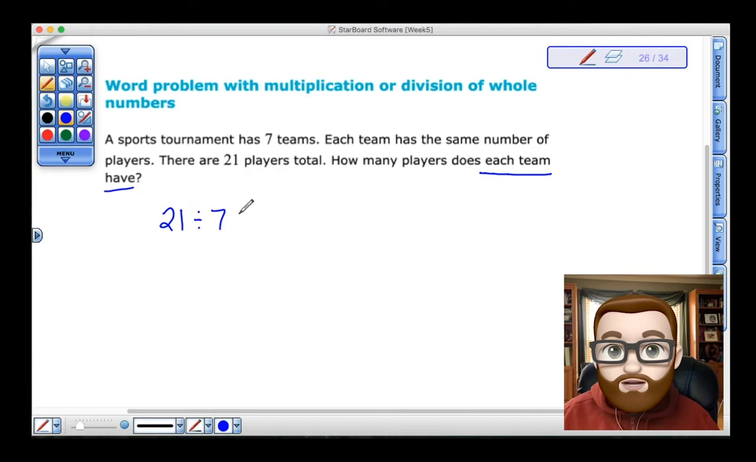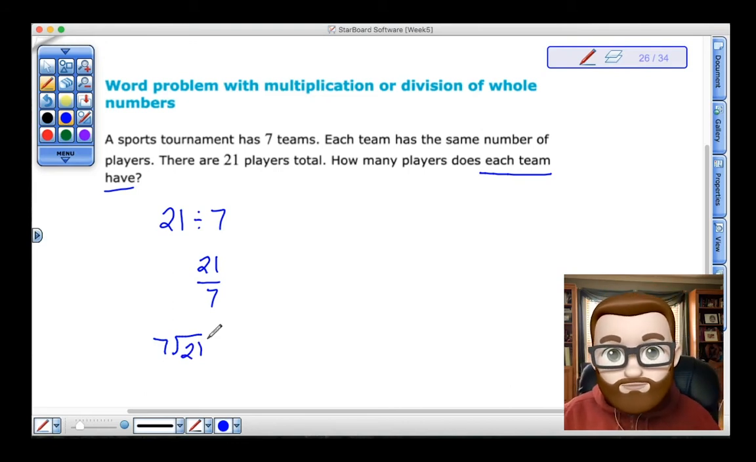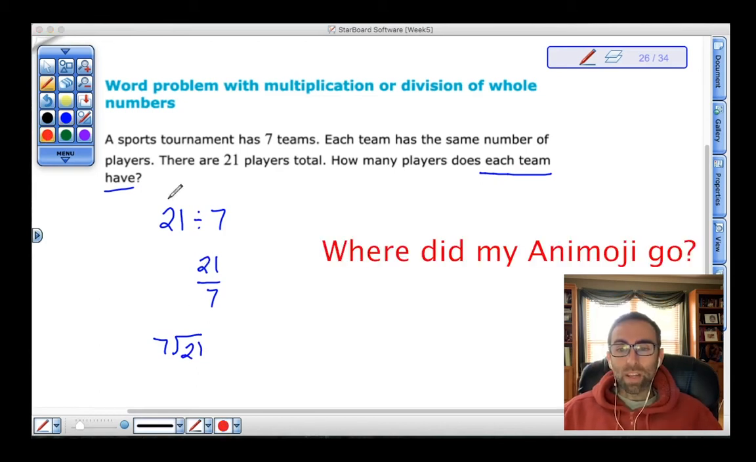So we have 21 divided by 7. We've also seen this earlier in the week written as 21 over 7, and we've also seen it written as 7 into 21. Not bad. All right. So the answer for each of these, no matter how we've written it, is going to be 3. 21 divided by 7 equals 3, and 7 into 21 also equals 3.